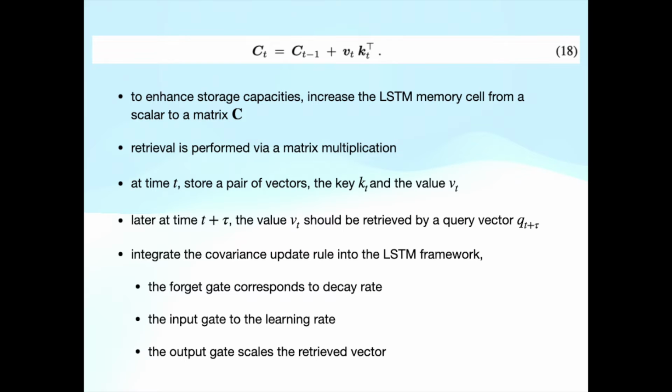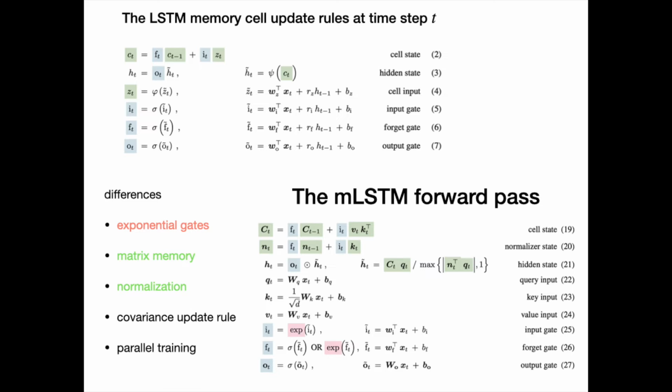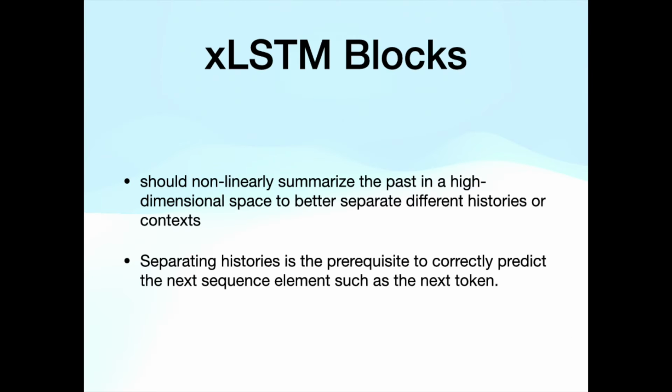The formulation of cell interactions together with the exponential gating is called the new memory mixing. To enhance storage capacities, increase the LSTM memory cell from a scalar to a matrix. Integrate the covariance update rule into the LSTM framework. The mLSTM forward pass. The differences between LSTM and mLSTM are exponential gates, matrix memory, normalization, covariance update rule, and parallel training.